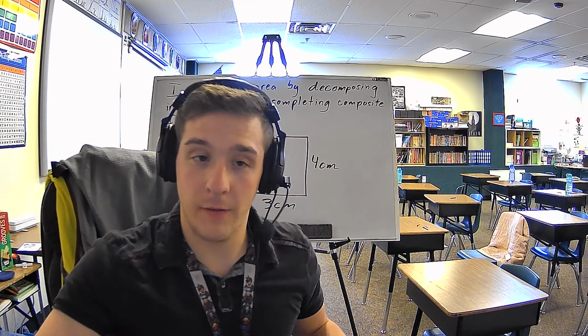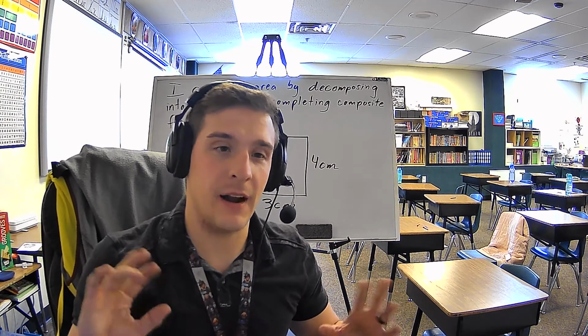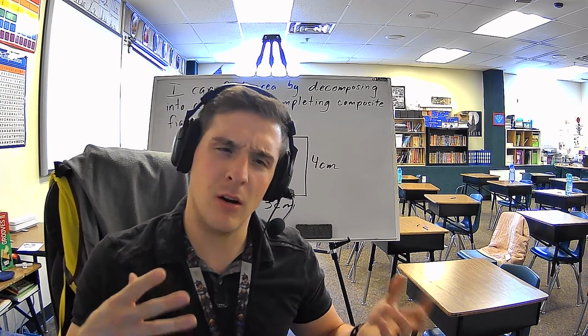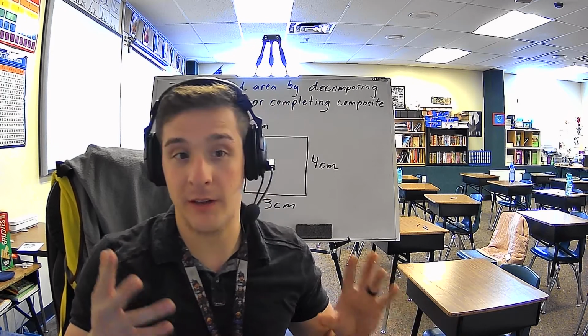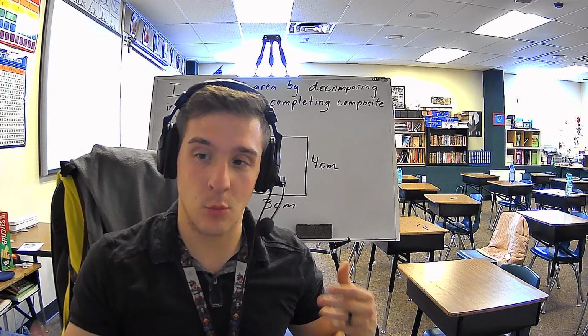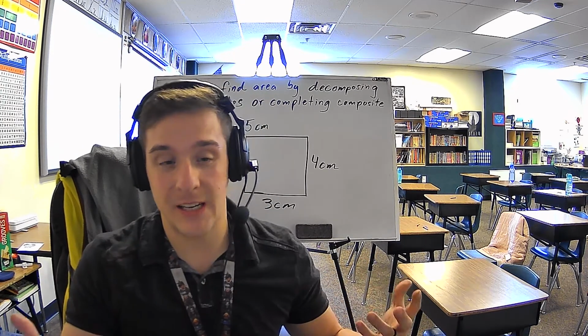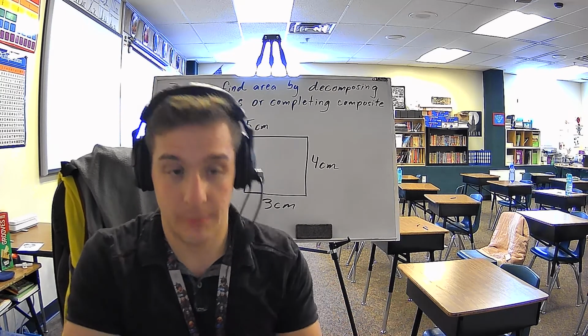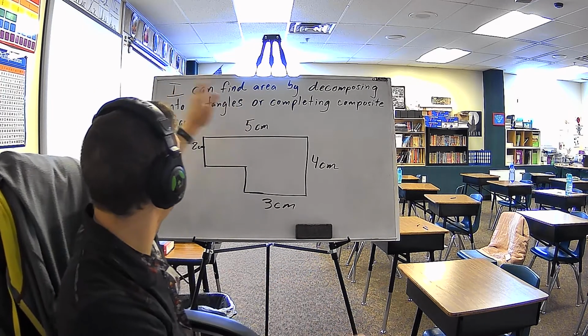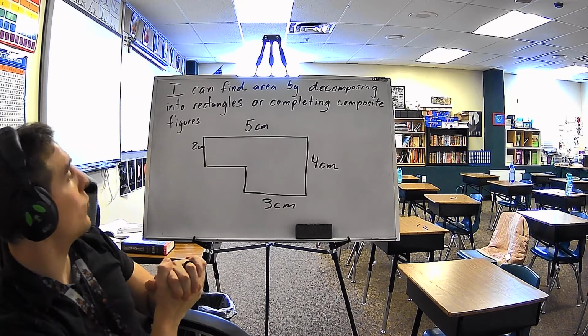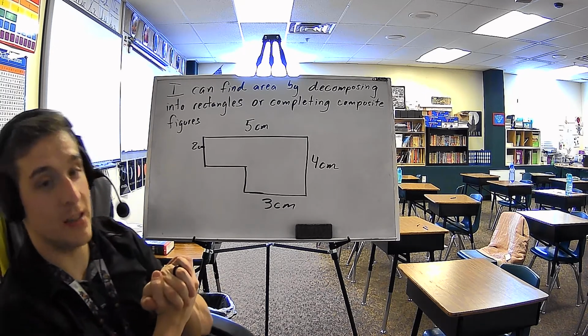So, going off here, we're going to continue expanding, finding the area of shapes that aren't perfectly rectangular or perfectly square, but we're still sticking in the realm of rectangular-esque shapes and square-esque shapes. Anyways, today we're going to see if I can find the area by decomposing into rectangles or completing composite figures.